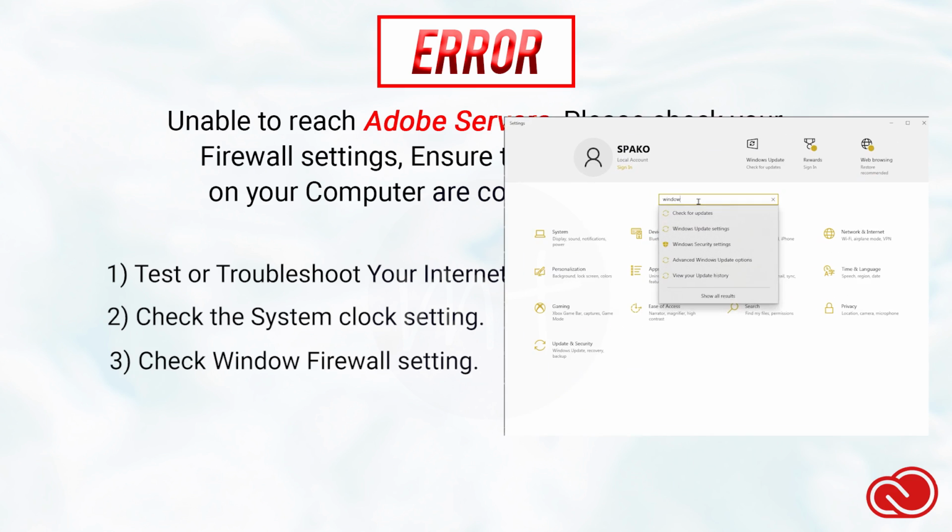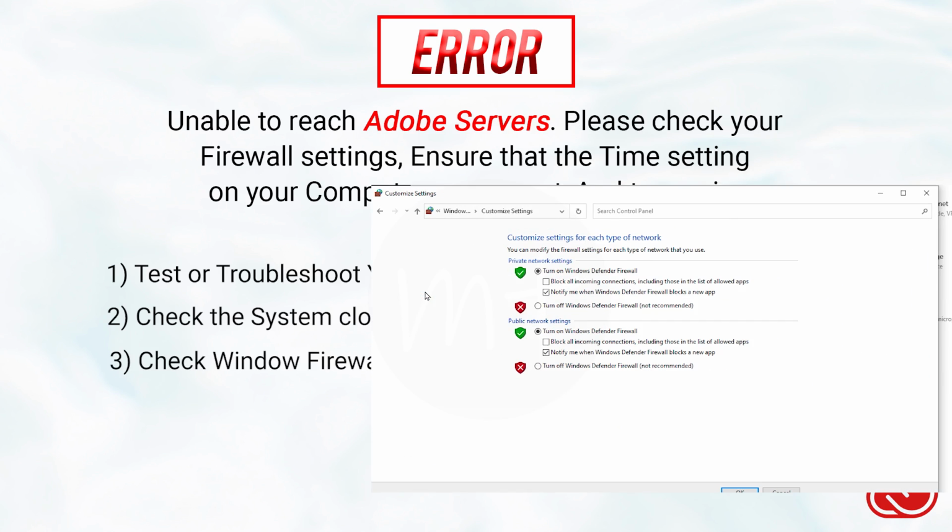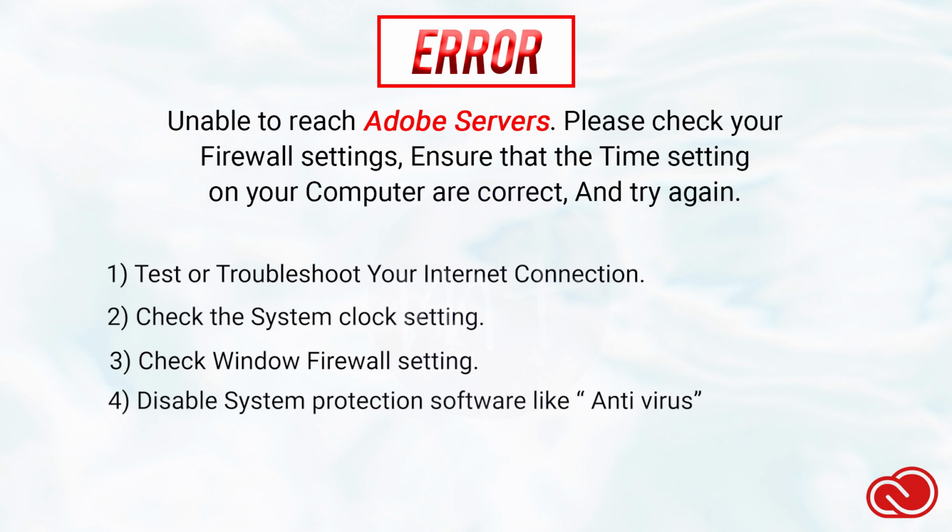Step 3. Check the Windows firewall setting. Is the firewall turned on or not? Step 4. Disable system protection software, such as antivirus software, if you are using it.